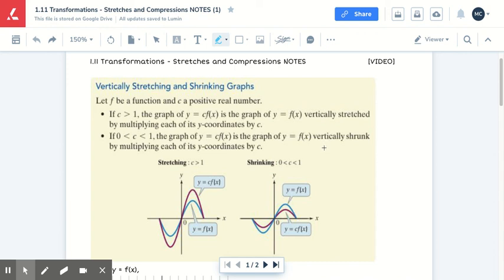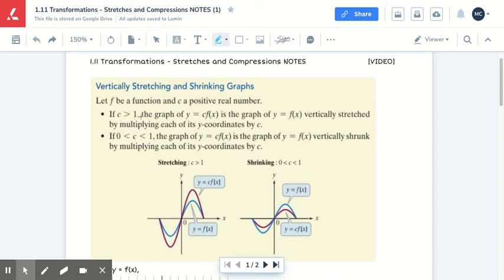Today we're looking at transformations that are not rigid like the ones we looked at yesterday. So these are going to be our stretches and compressions. What we are transforming today is going to keep the same shape, but it's not going to keep the same size this time. So our first kind is vertically stretching and shrinking our graphs.